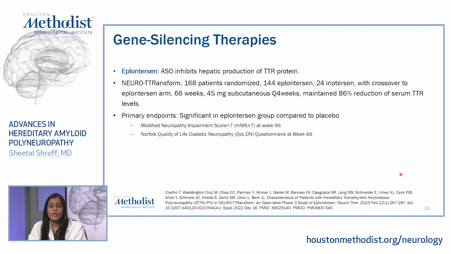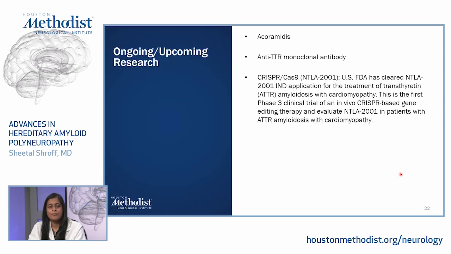The primary endpoints were the mNIS+7 score and the Norfolk Quality of Life Diabetic Neuropathy questionnaire at week 66, and it was statistically significant in the eplontersen group compared to the placebo.